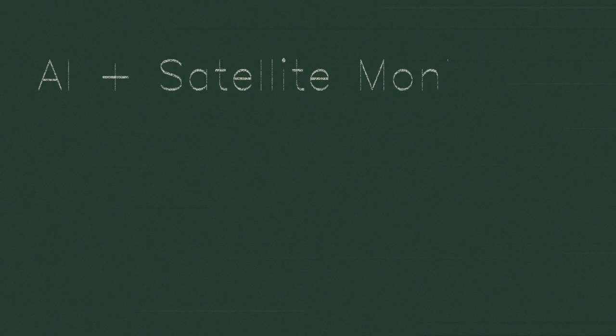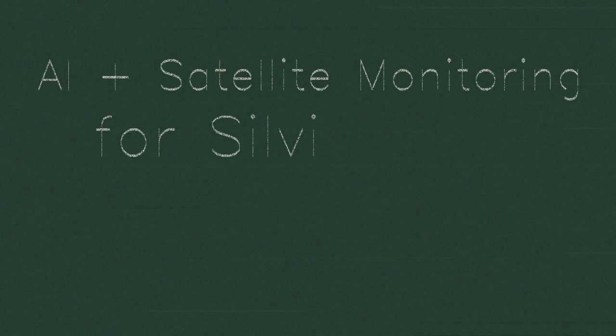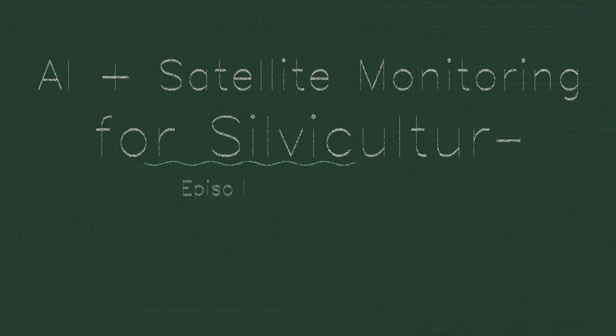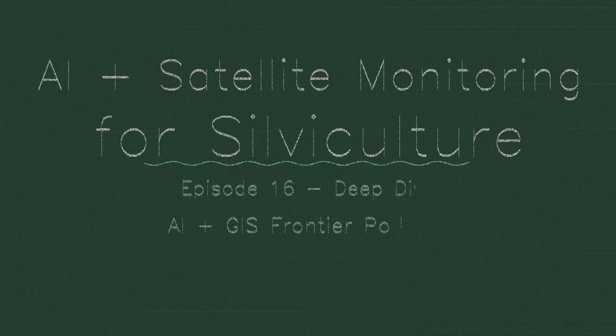Today, we are doing a deep dive into one of the most practical applications of AI and satellite imagery in forestry. Using Sentinel-2 and drone data with machine learning to monitor reforestation, track sapling density, and assess seedling survival. This is where the technology is directly replacing boots-on-the-ground surveys and saving forest companies and agencies enormous amounts of time and money. This is a topic I find fascinating because it hits right at the core of silviculture work.